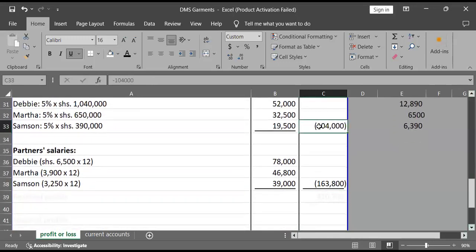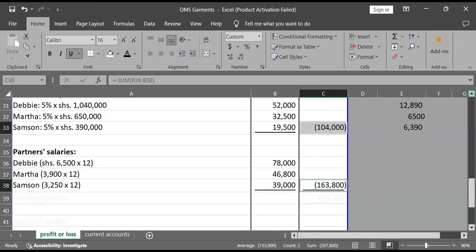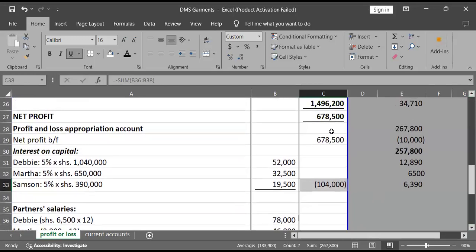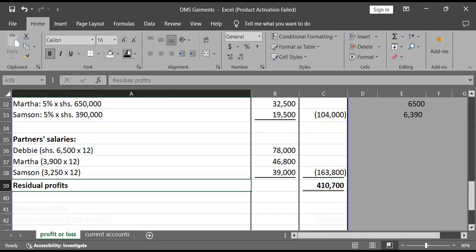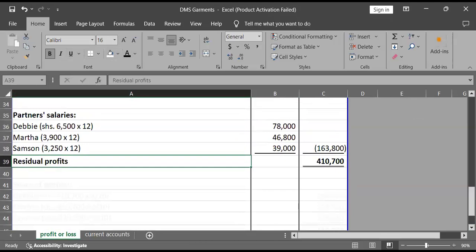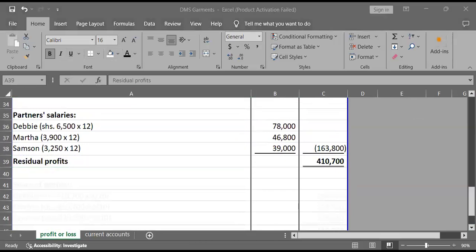So when I add up this 1,004 and I add up that 163, I am able to get 267, which I will offset against my net profit. And that is going to give me a residual profit of 410,700 shillings. So now that I've gotten my residual profits, I can now allocate this money to the partners. Let's go back and find out what their profit sharing ratio is.